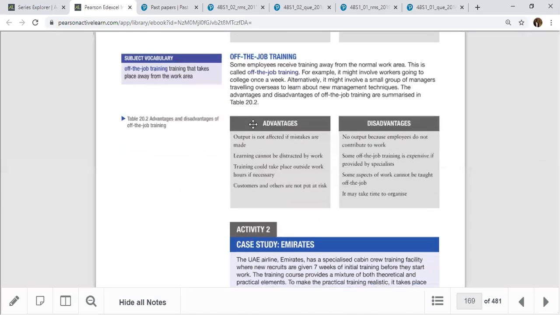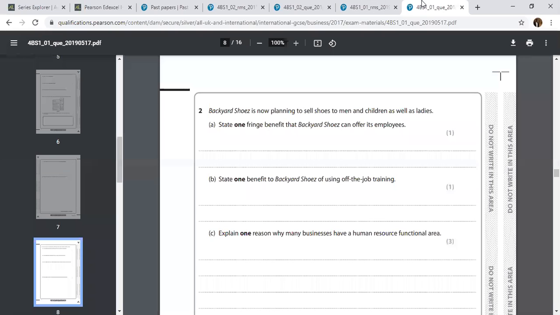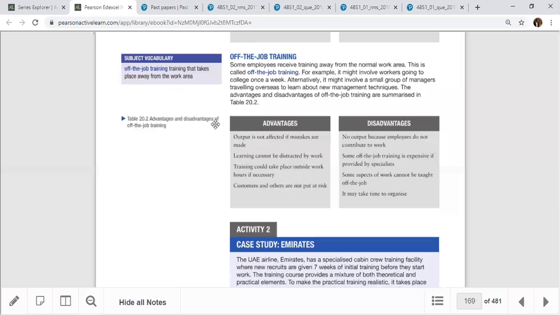So for off-job training, the advantages and disadvantages are important. You can see these papers have also asked: state one benefit of off-job training. So what are the benefits of off-job training? Output is not affected by mistakes that are made. Learning cannot be distracted by work. Training could take place outside the working hours if necessary. Customers and others are not put at risk. So off-job training is important.